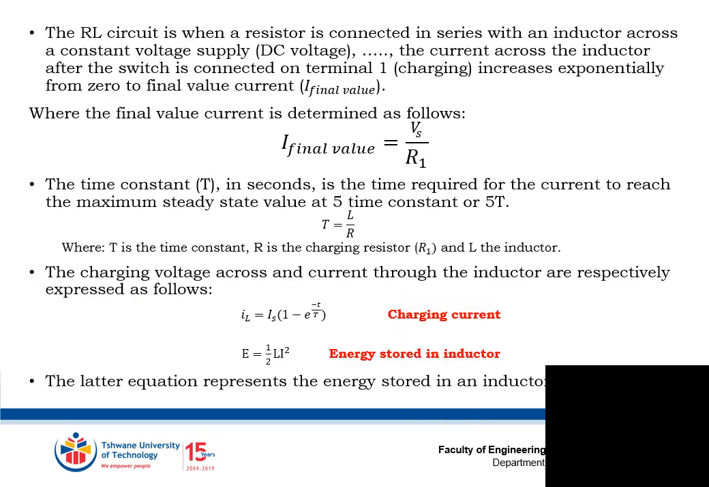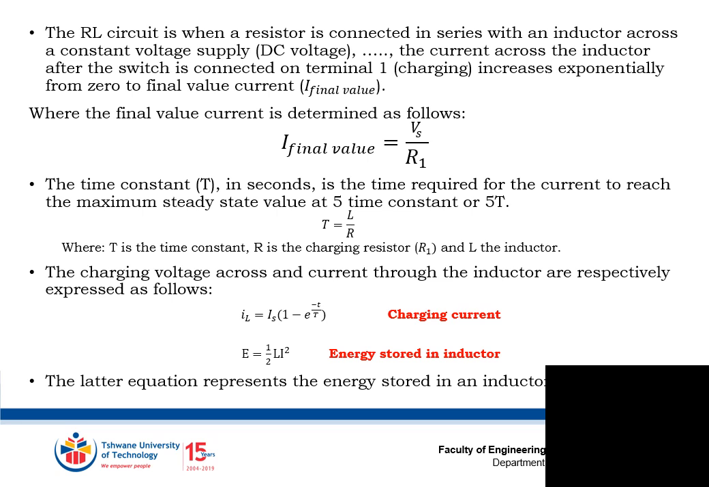The RL circuit is when a resistor is connected in series with an inductor across a constant voltage supply. The current across the inductor after the switch is connected on terminal 1 increases exponentially from 0 to a final value, where the final value current is determined as follows. I final value is equal to V supply divided by R1. The time constant tau is in seconds. It is the time required for the current to reach maximum steady state value at 5 time constants.